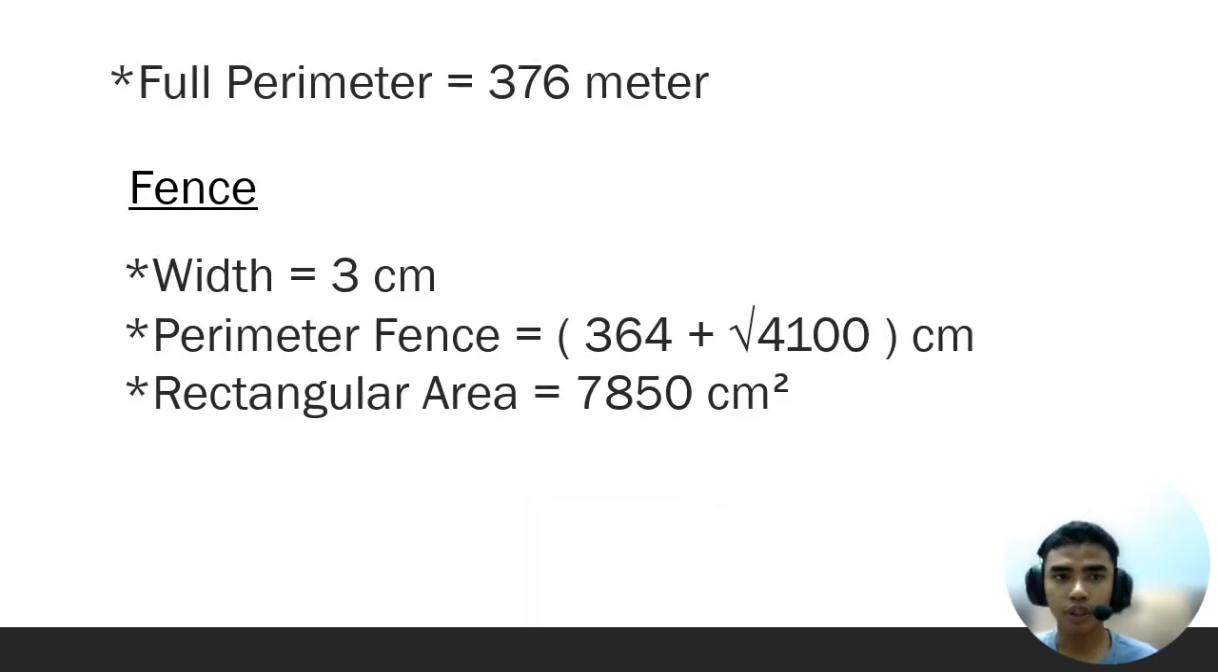We move to the first question, where here is the full information that I also took from the question and put here so we can understand. The full perimeter is 376 meters, and the fence has a width of 3 centimeters. We really need to understand this, guys, so we are able to solve the question, since we have three questions. So here we have the perimeter of the fence, which is equal to, in the bracket, 364 plus 34,100 centimeters, and the rectangle area has 7,850 centimeters square, which is the rectangle of the fence. So let's move on.